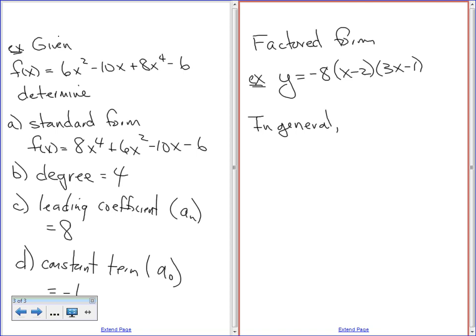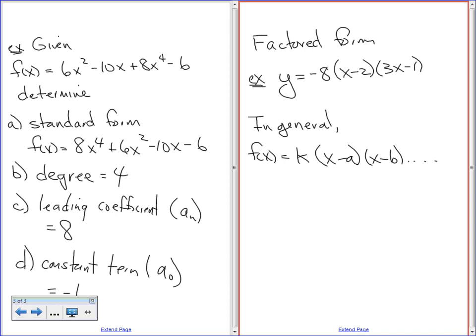Okay, so in general, what the factored form allows you to do is to figure out the intercepts very quickly. So f of x is equal to some number k. There will always be some number out in front, and then you can go all the way down. Okay, but it allows you to read off the zeros pretty easy. Okay.